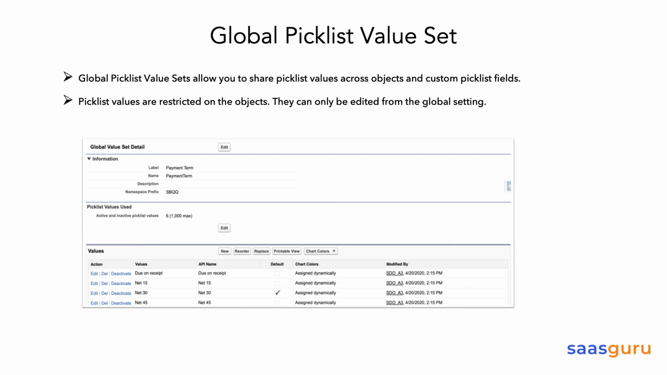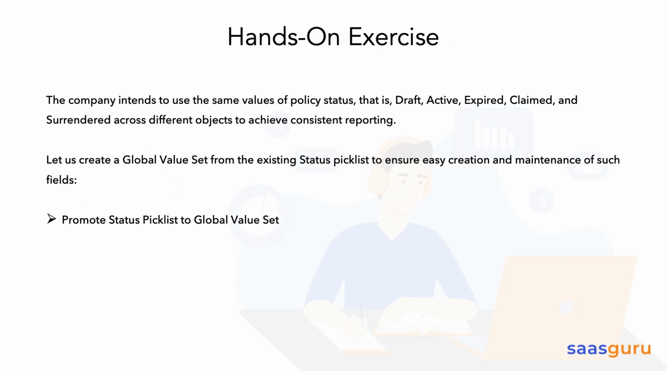So the manual work is reduced by using a value set. An example of this is the company intends to use the same values of policy status, that is draft, active, expired, claimed, and surrendered, across different objects to achieve consistent reporting. So we'll use a global value set and we'll update the status field so that the status field can then be referenced in any of the picklists that we create in future.